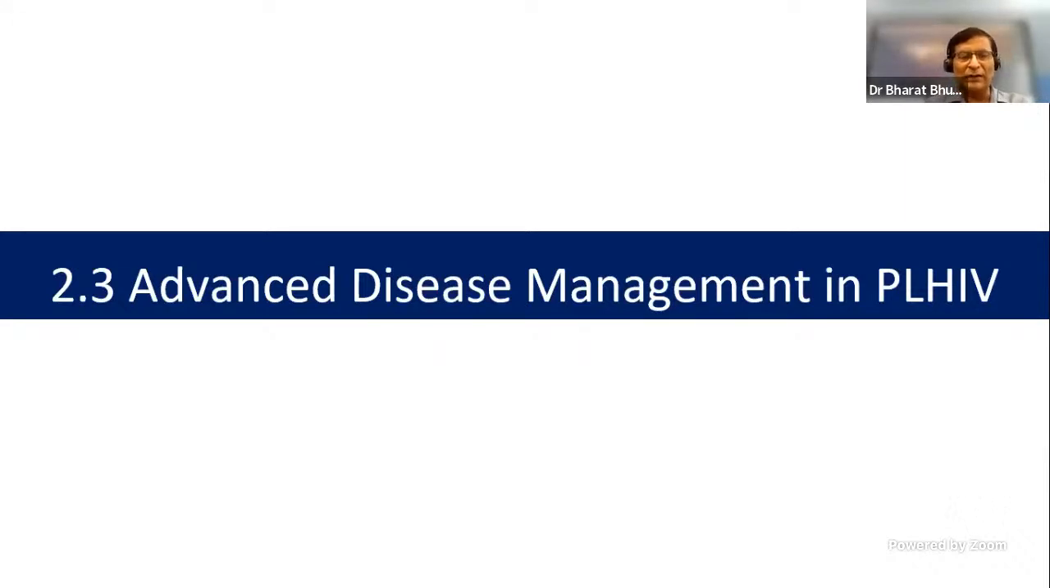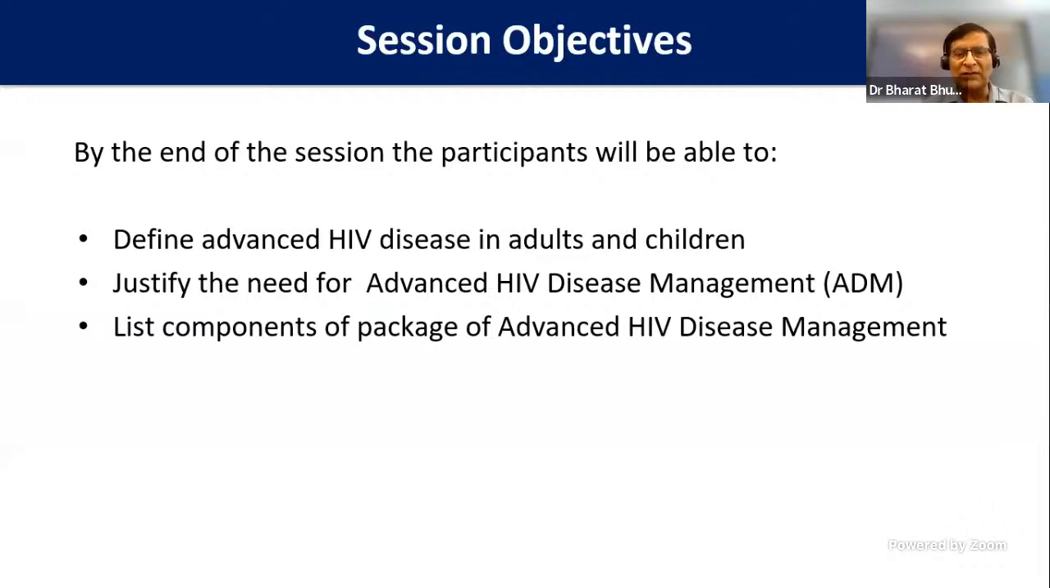So to begin the topic on advanced disease management among PLHIV. By the end of this session, participants will be able to define what is advanced HIV disease, how it differs in adults and children, why we want to have a special session or a chapter on HIV disease management when we know that every PLHIV has to be managed using the standard guidelines, and what are the components of the package of advanced disease management, what are the things included which are in addition to those all PLHIV should be getting.